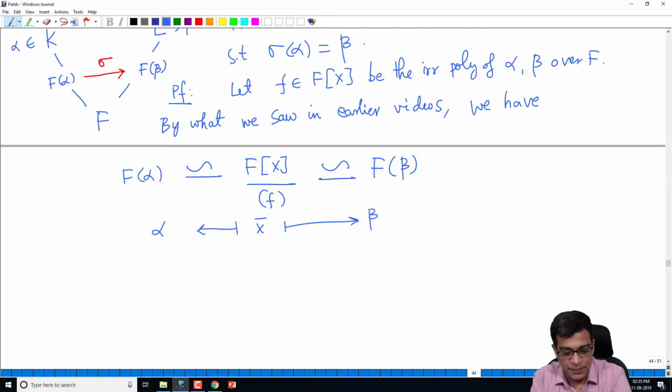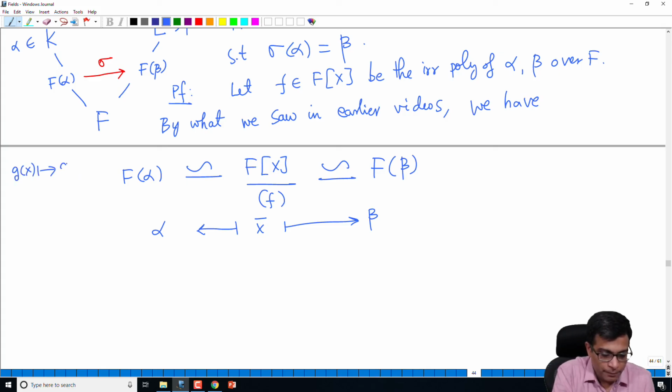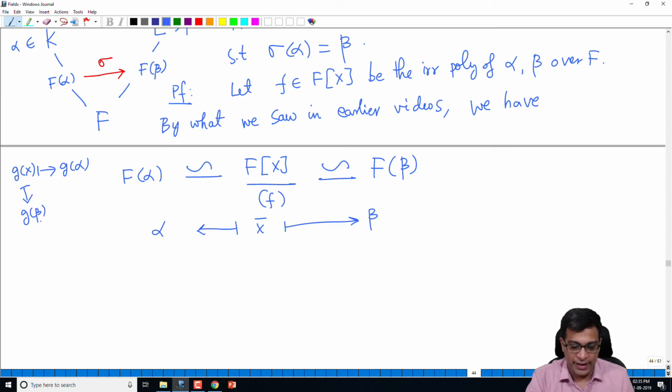Because this map sends any polynomial to its evaluation at alpha. This map, if you remember, under these maps, g(x) goes to g(alpha) on the one hand, g(beta) on the other hand. So x bar is what I am writing in the residue quotient ring, but its image is just the polynomial x evaluated at alpha. That is just alpha. Here the image is the polynomial x evaluated at beta, that is beta. So now we are done.